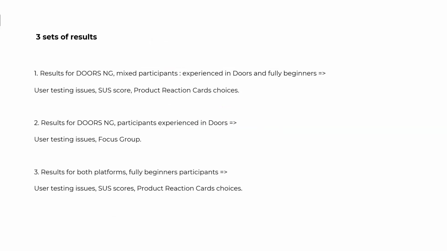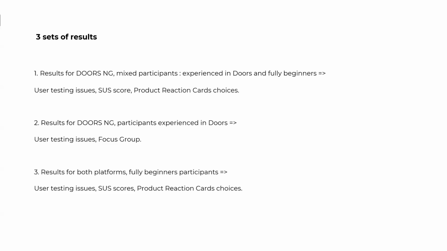The first set of results is for DOORS Next Generation with the mixed participants. The results are a product from the user testing session, the SUS survey, and the product reaction choices. The second set is also for DOORS NG with the participants experienced already in DOORS. Here we also obtained usability issues and some focus group insights.